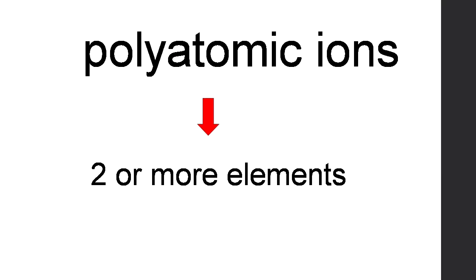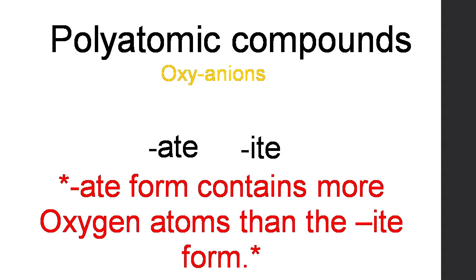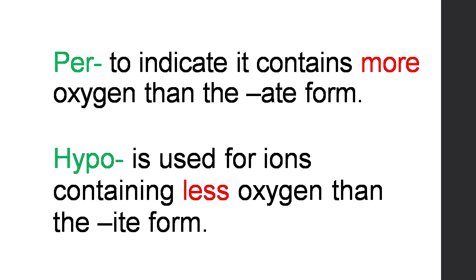Polyatomic ions are ions that contain two or more elements. Polyatomic ions that contain oxygen are called oxyanions and generally have the suffix "ate" and "ite." The "ate" form contains more oxygen atoms than the "ite" form. Some elements form more than two different polyatomic ions. To name these ions, add the prefix "per" to indicate it contains more oxygen than the "ate" form. Hypo is used for ions containing less oxygen than the "ite" form.